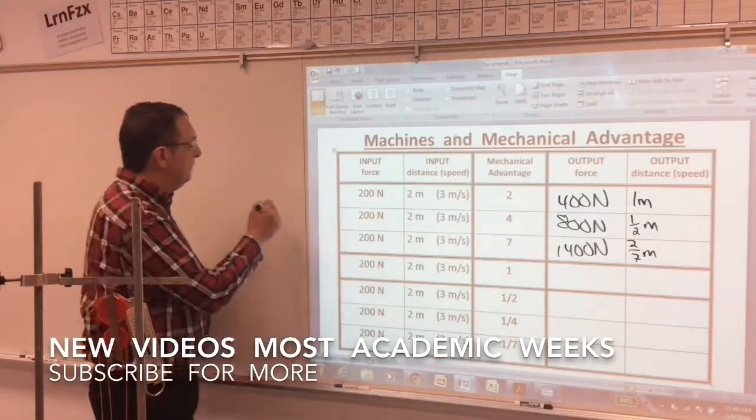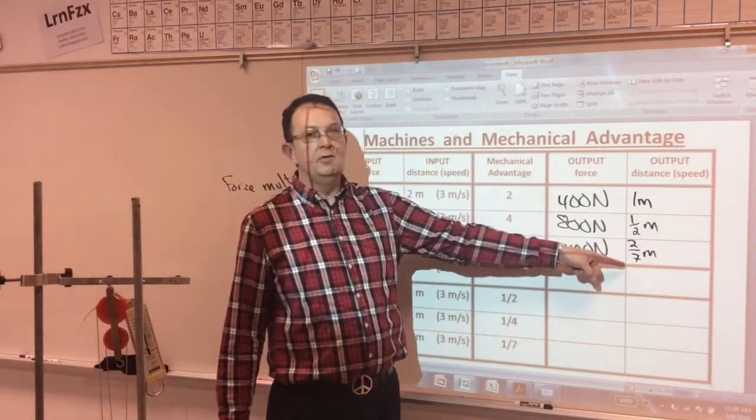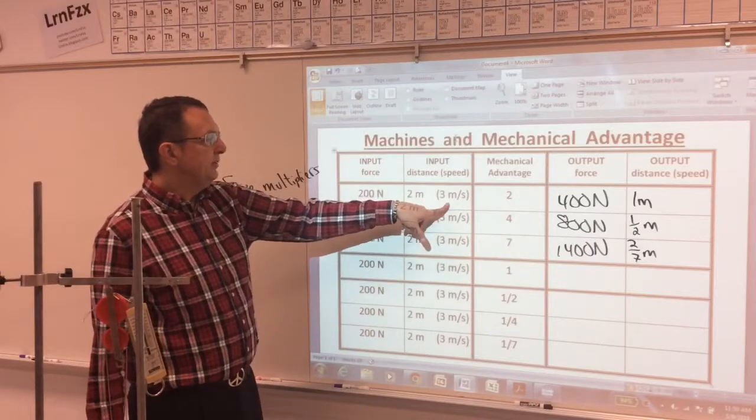Those are what we call force multipliers. Therefore, because they're force multipliers, they also divide speed and distance. Oh, we haven't gotten to the speed yet. Let's do that. 3 meters per second.